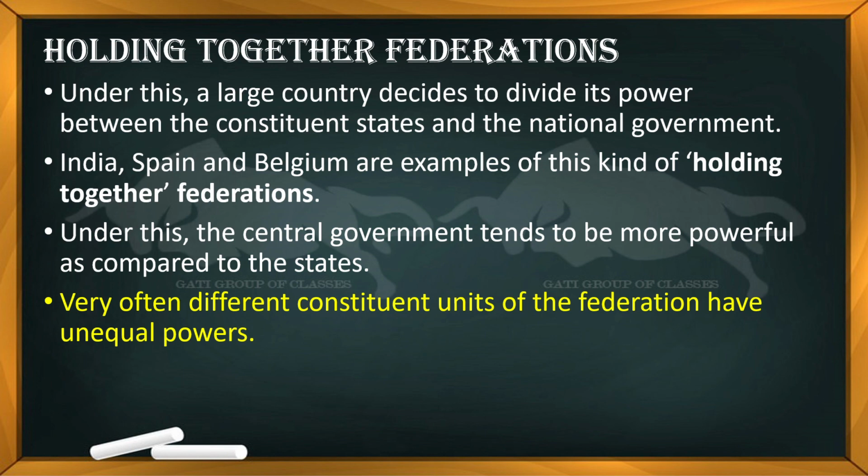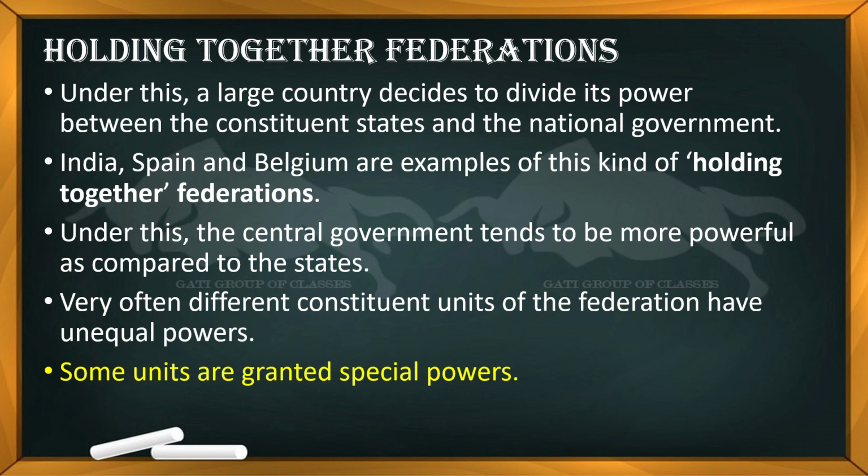Not every federation's states have equal powers. Some units are granted special powers, such as Assam and Jammu and Kashmir in India. These have some special powers. Like Jammu and Kashmir, they had their own flag, but that was earlier, not now. They were having their own constitution. So basically a few special powers were given to them, because of minority status or other reasons.